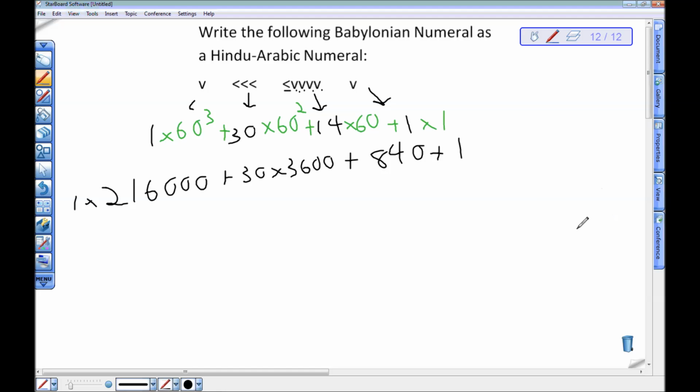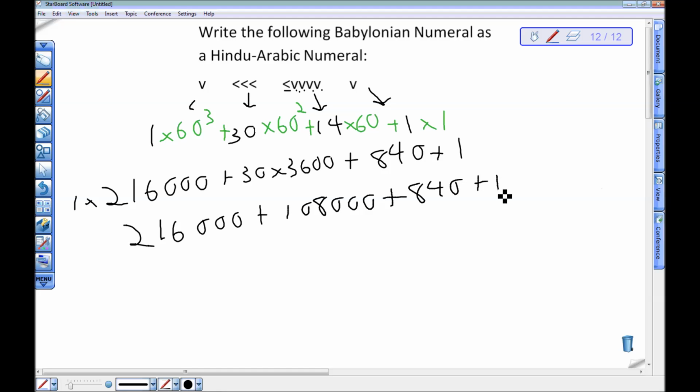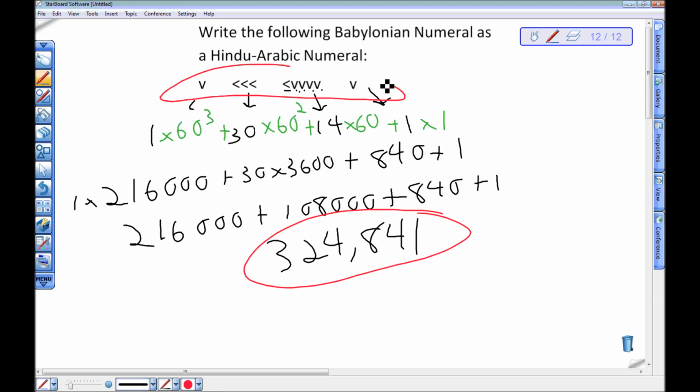So now I just need to do a couple multiplications, add these together, and I'll be all set. So 216,000 plus 108,000 plus 840 plus 1 gives me 324,841. So that numeral up there represents the number I think of when I hear 324,841, and these are 2 different representations of that number, one in the Babylonian system, and one in our Hindu-Arabic system.